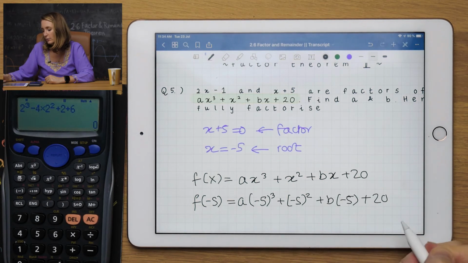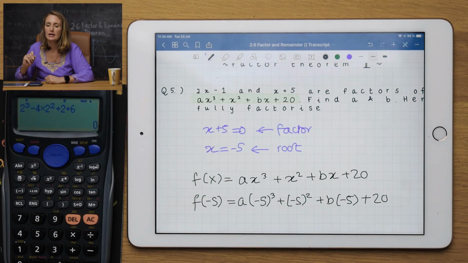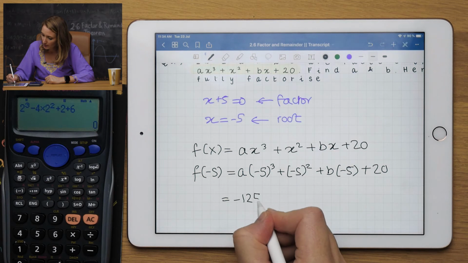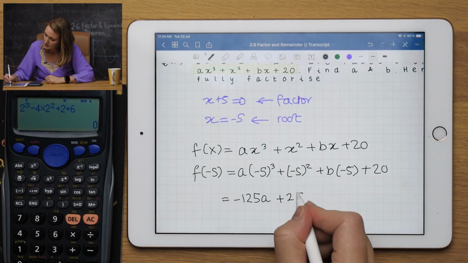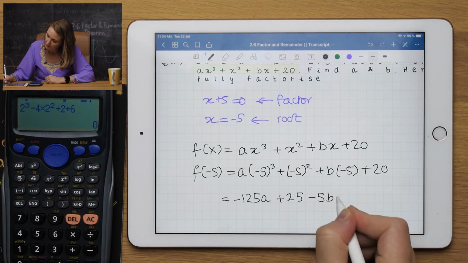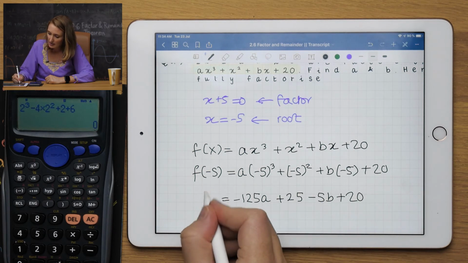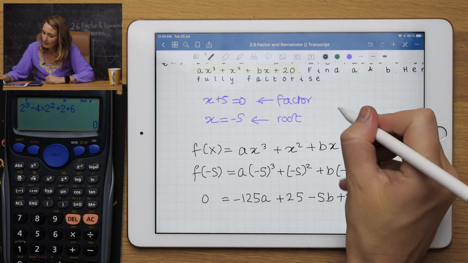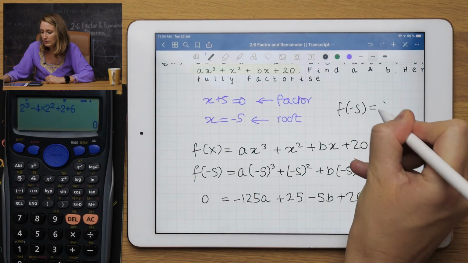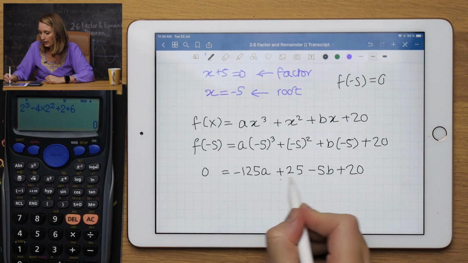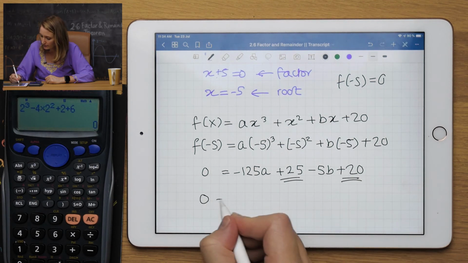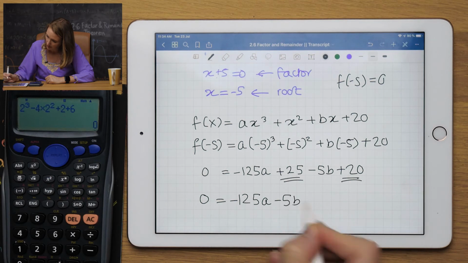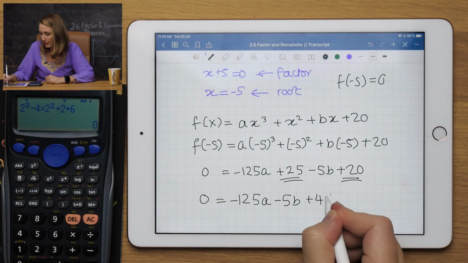Always keep these brackets when you're substituting, especially if it's a negative number. So this would be minus 125a plus 25 minus 5b plus 20. This is 0 because x plus 5 is a factor, so that means that f of minus 5 has to be equal to 0. We can add together our like terms. That's going to give me plus 45.